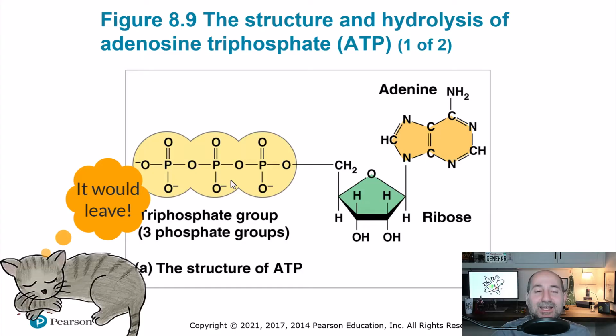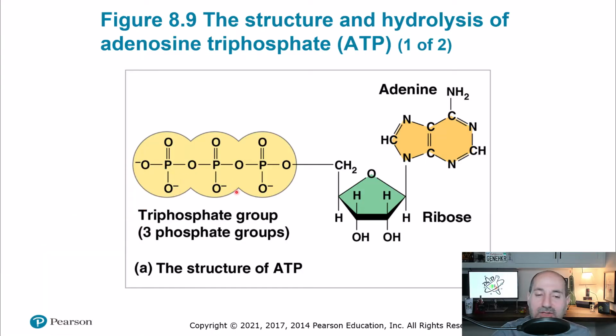That's right. It would be more than happy to get out of there. The negative charges do not want to be anywhere near each other. If I were to hydrolyze this bond right here, this phosphate group would leave with joy. Okay, and so it really reminds me of magnets.